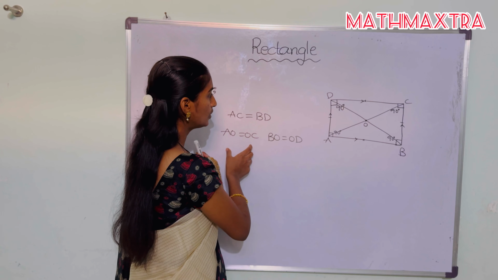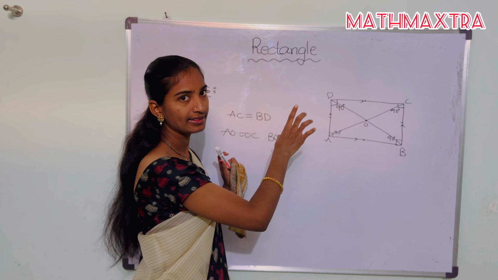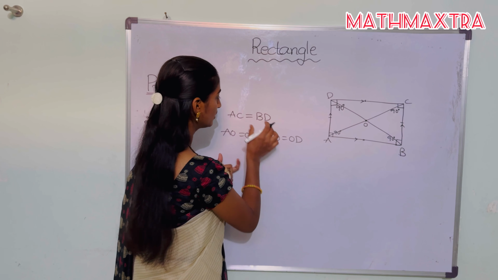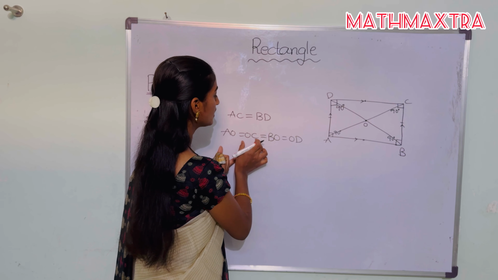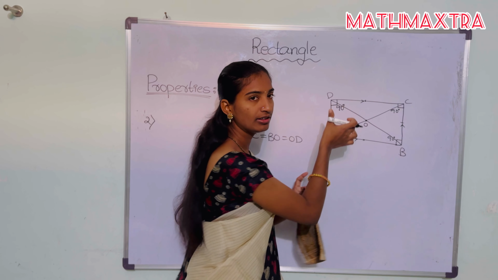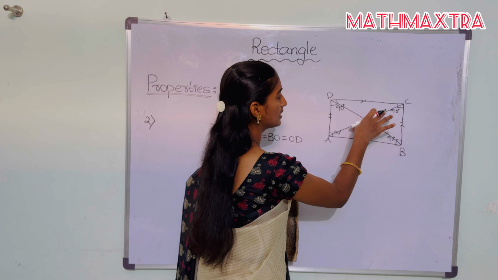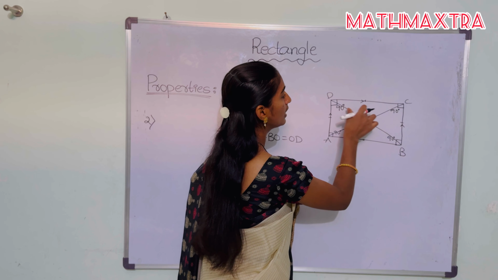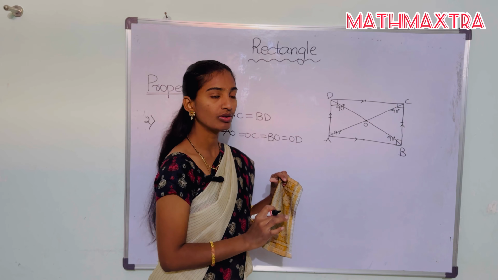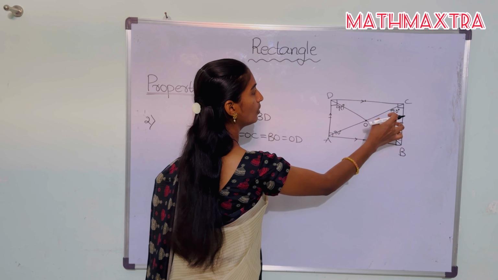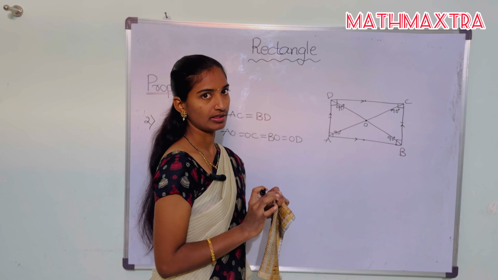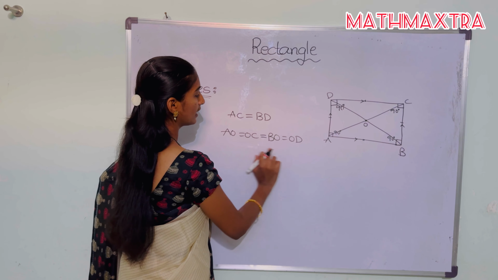As the diagonals are equal in length, and this point is the midpoint of both, we can know that this is also equal to this. So this is the midpoint of this diagonal as well as the midpoint of this diagonal, and each segment measures the same length. The segments of the diagonals AO, OC, OB, OD all measure equal length. So we can represent it like this.